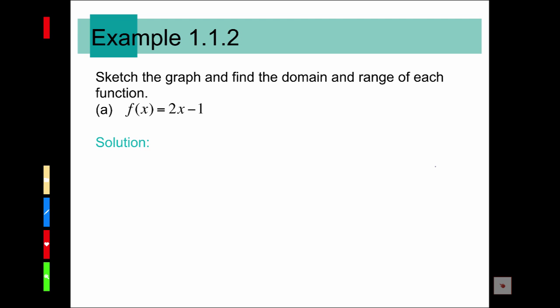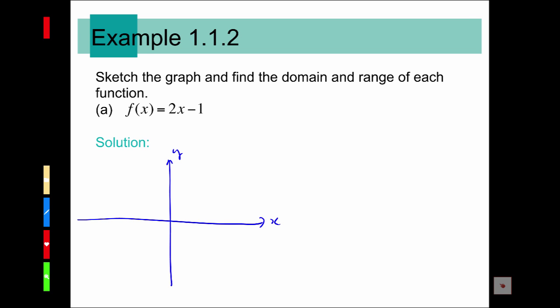So in this first example, we've got this function f of x equals 2x minus 1. The first thing we want to do is sketch the graph of this function. So let's lay down the coordinate axes. The vertical axis is the y-axis. The horizontal axis is the x-axis. That's going to be our input values.